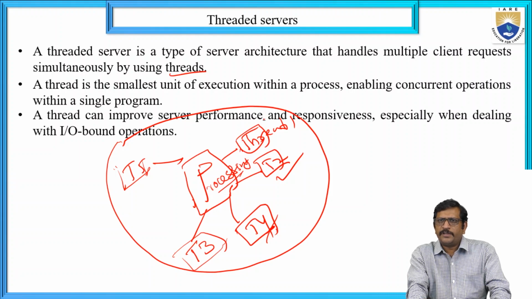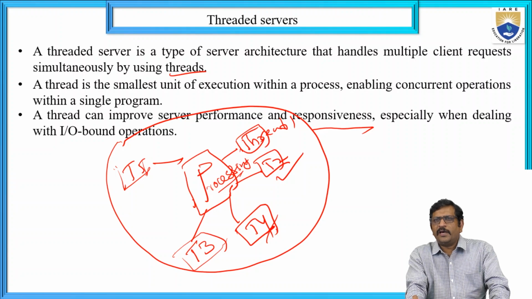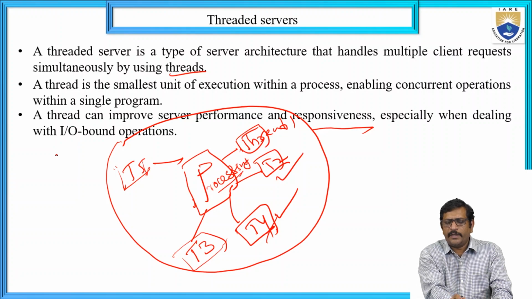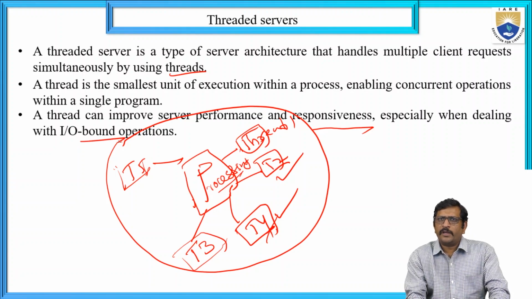Responsiveness means that the multi-threaded server receives requests from multiple clients and processes the data after receiving them, with the support of threads. With the support of threads, the responsiveness of the server can be increased, especially when dealing with input and output bound operations. That means we take inputs and produce outputs by performing some operations.